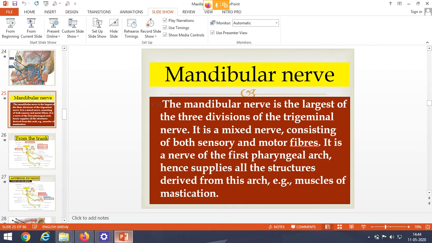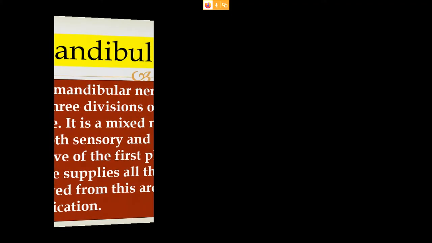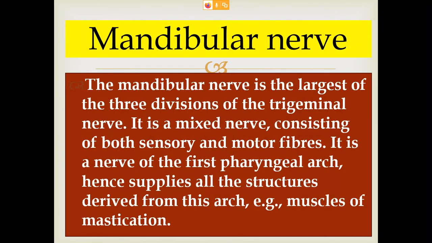Hello students. Today we are going to discuss the mandibular nerve and its branches. The mandibular nerve is the largest of the three divisions of the trigeminal nerve. It is a mixed nerve consisting of both sensory as well as motor fibers.